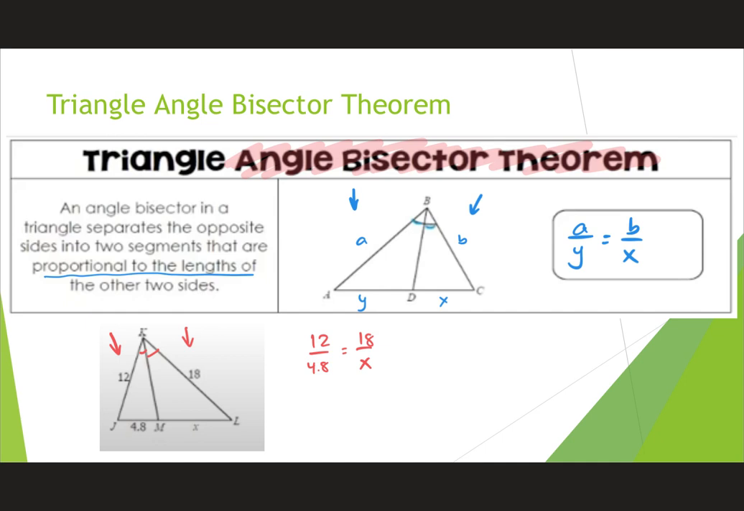And then we can cross multiply. When we do, we get 12x is equal to 86.4. I'm leaving the decimal in because the problem has a decimal. I still maintain fractions are superior, though. I can feel you all rolling your eyes. It's okay. Which means your final answer is 7.2.